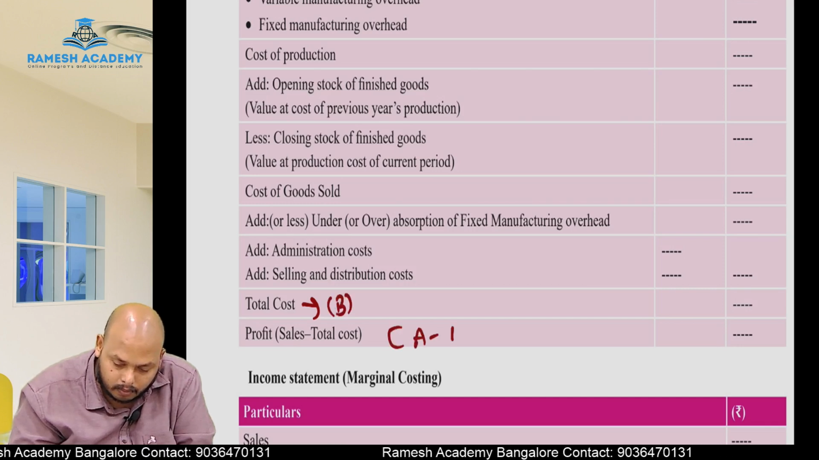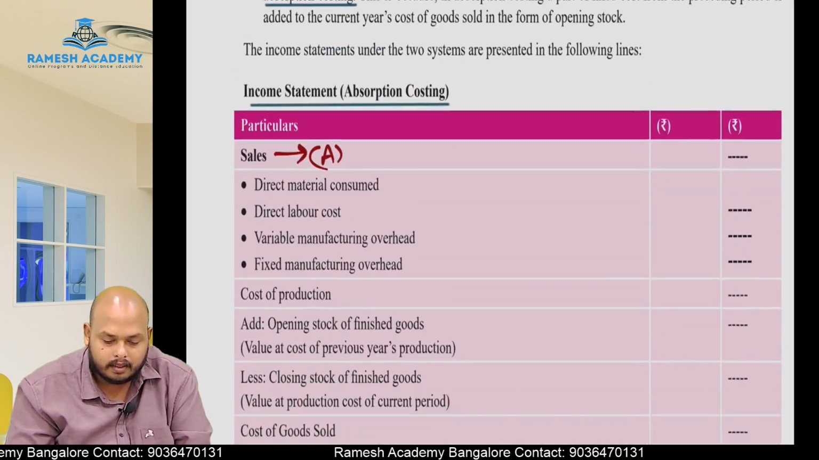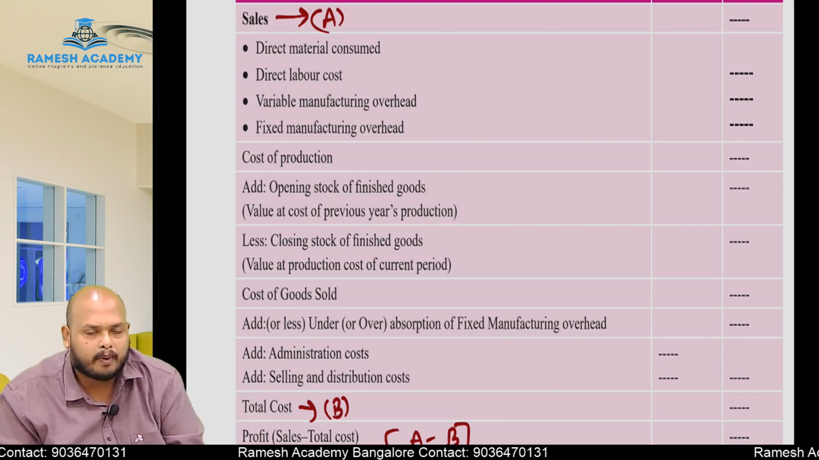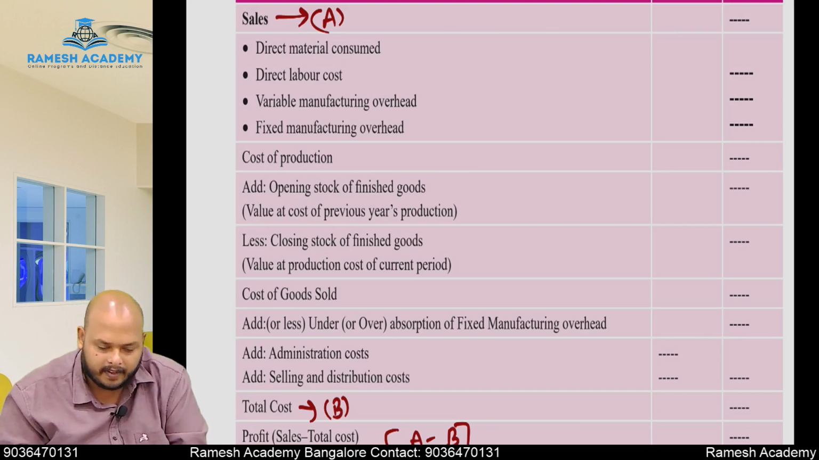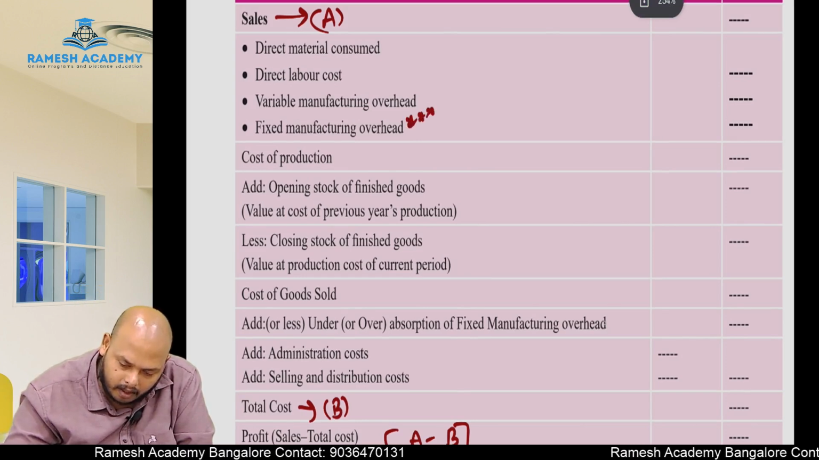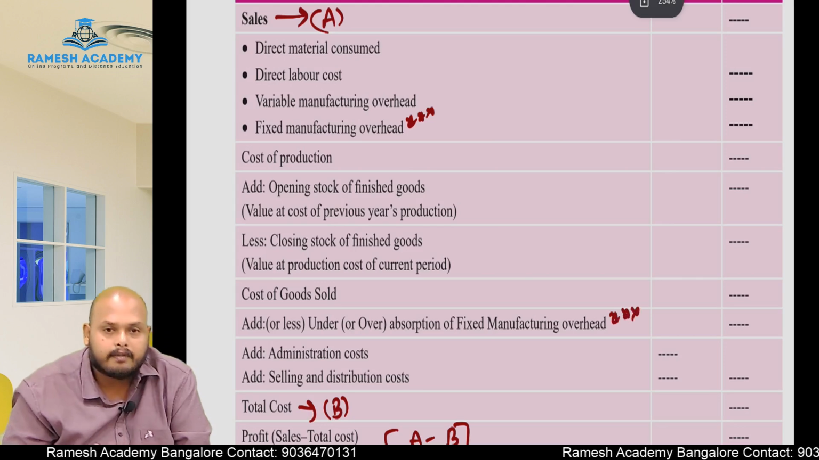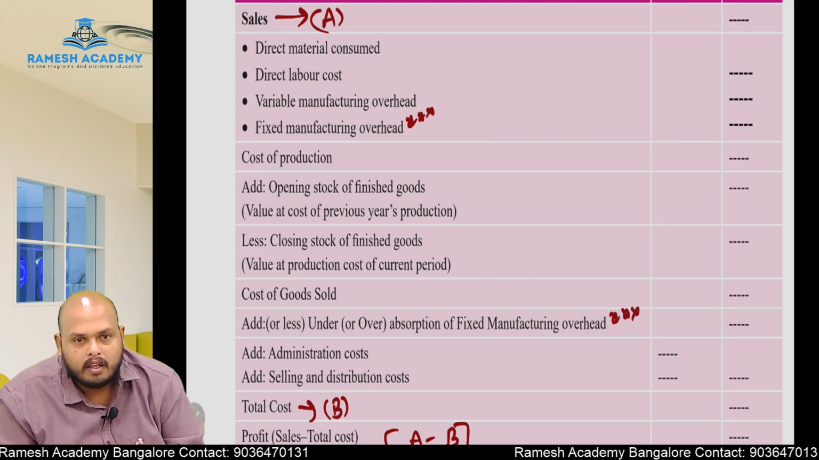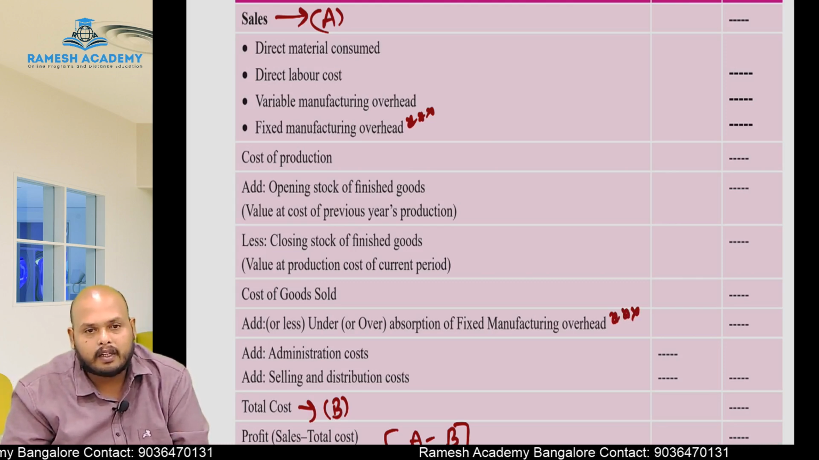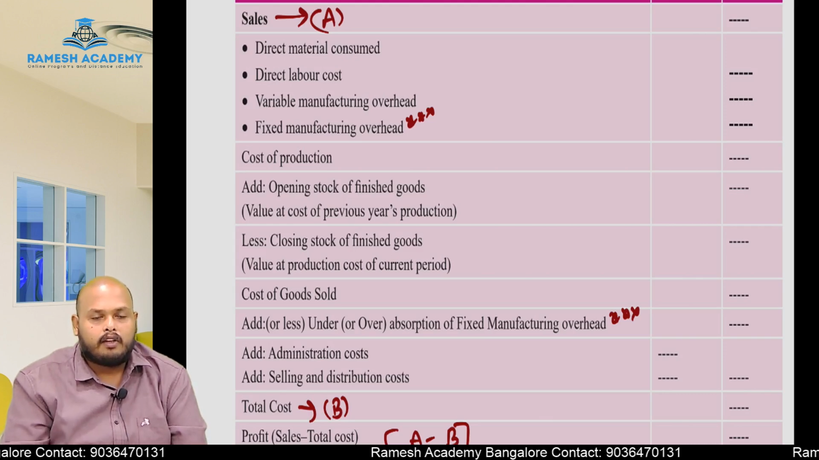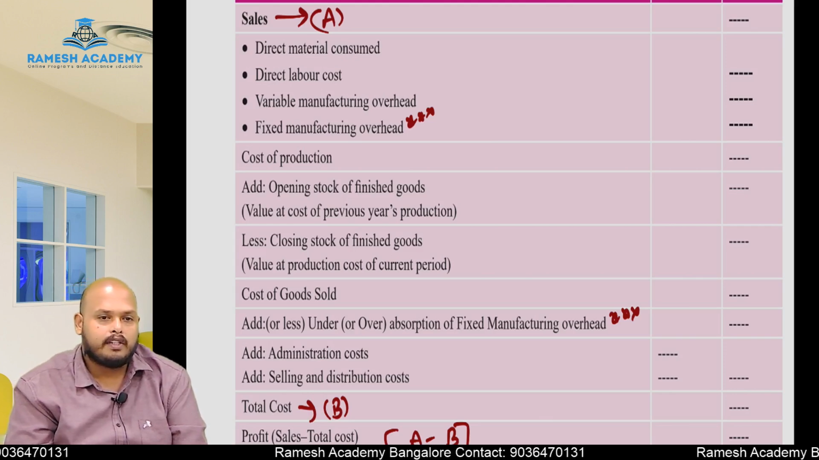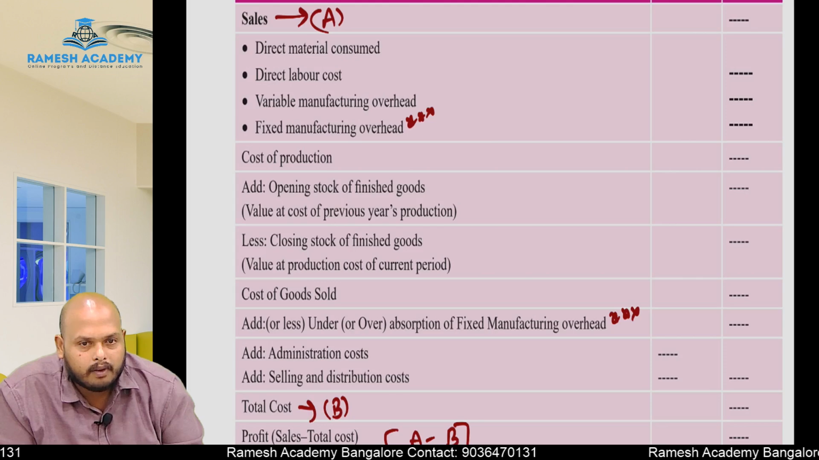Profit is equal to A minus B. This is absorption costing. It is the same as the cost sheet. The difference is that fixed manufacturing overheads will be here, and under or over absorption of overheads will be there. Only these two things are extra. Remaining everything we already know. If the value of closing stock of finished goods is not given, on what basis will we calculate it? We already studied this under many cost sheet questions. If the closing stock of finished goods value is not given, it is always calculated on cost of production.